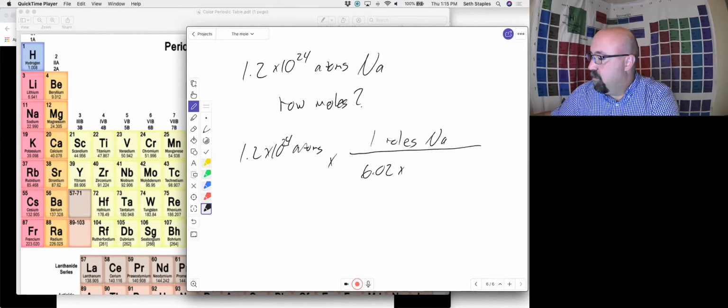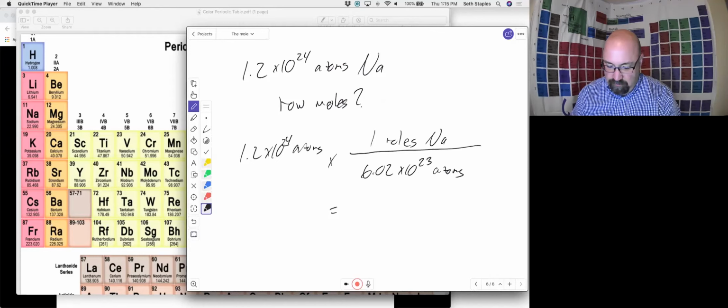We have 6.02 times 10 to the 23rd atoms. We plug that into our calculator. We have 1.2 times 10 to the 24th divided by 6.02 times 10 to the 23rd. And we have an answer of 2.0 moles of sodium. Just a conversion factor. That's all that they are.